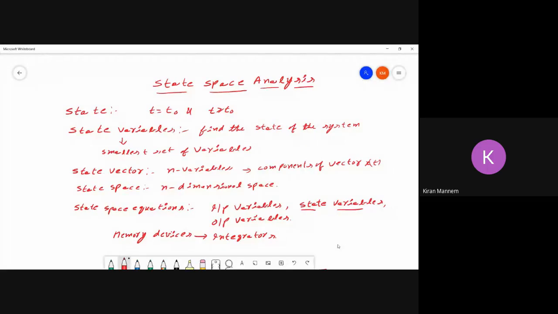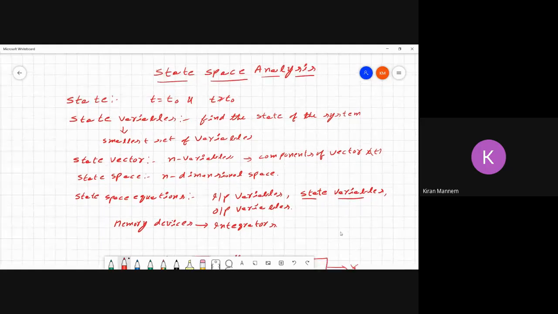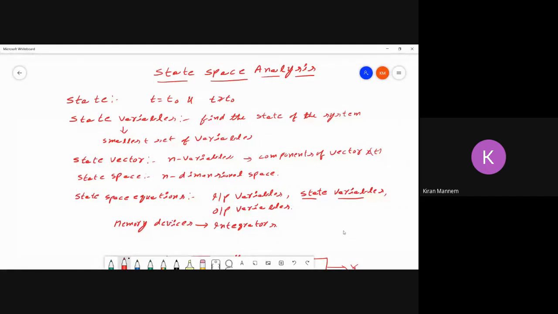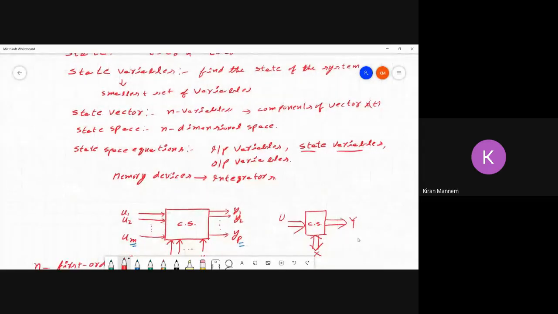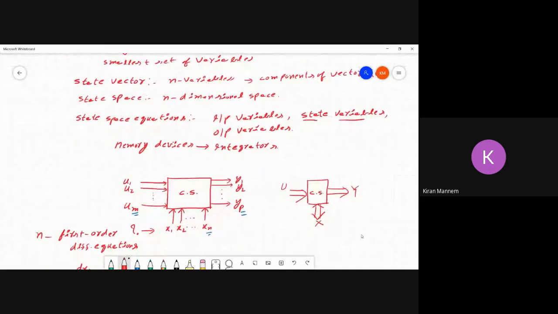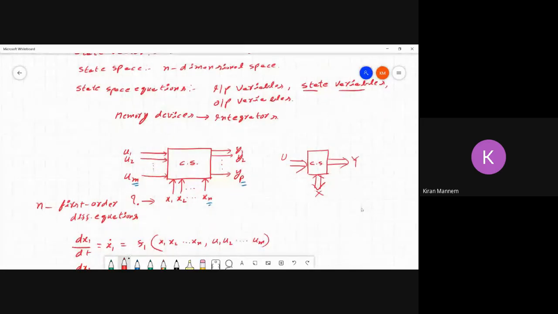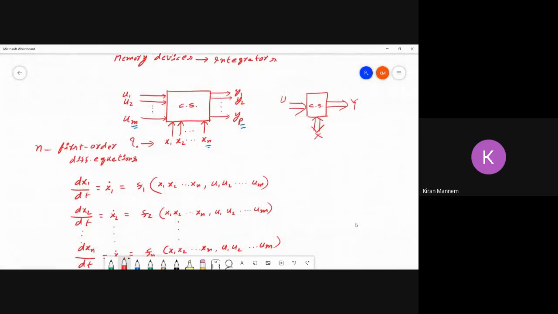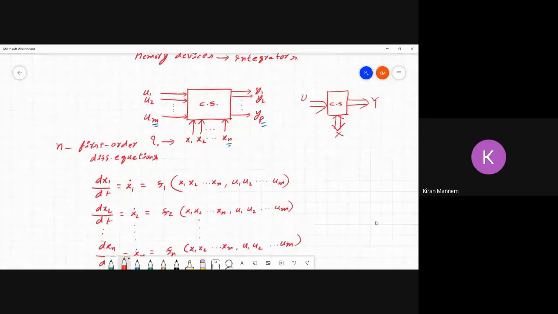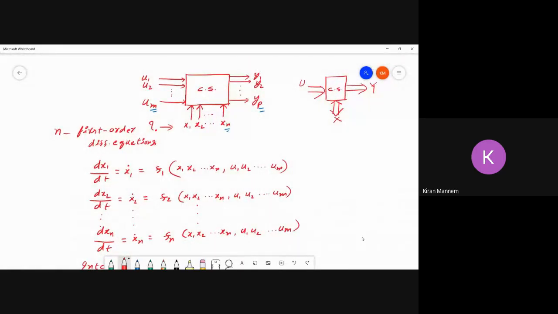Today we'll continue yesterday's class. We started the fifth unit, state space analysis. We have a few definitions. What is a state? State variable, state vector, state space, and state space equations, and the state variables, input variables, output variables, and the representation of your state variables.